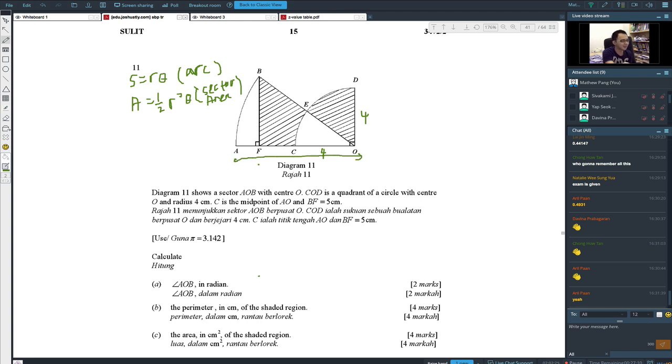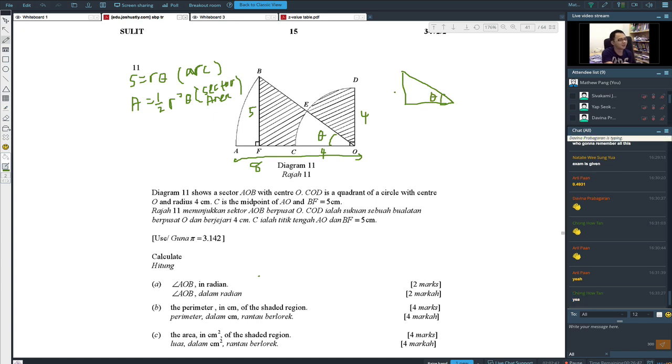So the first one, the question asks you to find AOB, you need to find this angle. You can see this is a right triangle. Do you see that? If this is a right triangle, I can use sine, cos, tangent. This length is 5 and OB is 8. I'm going to use sine. So sine theta equals 5 over 8.